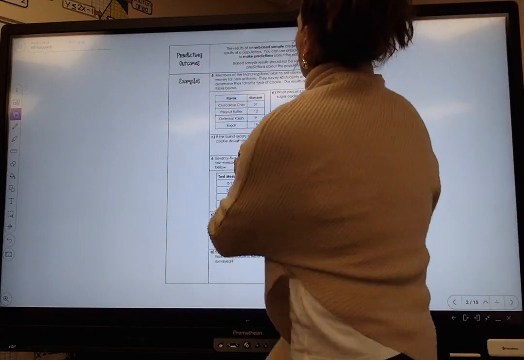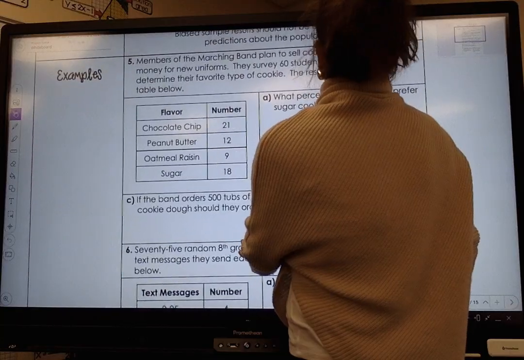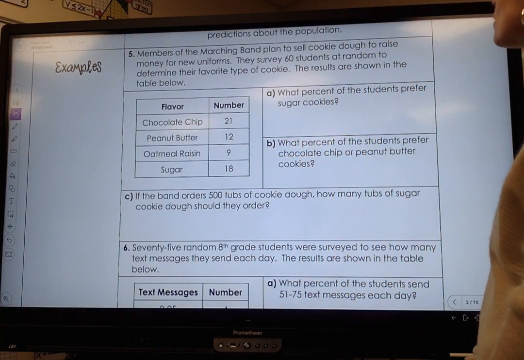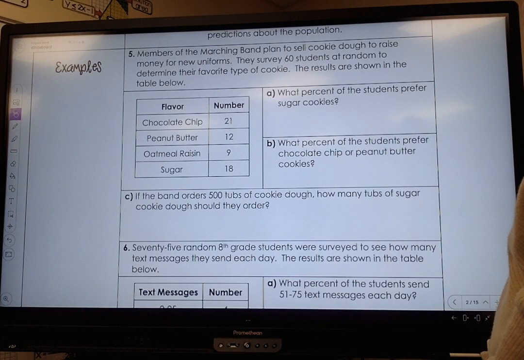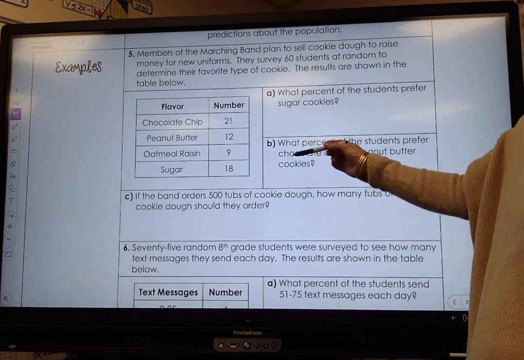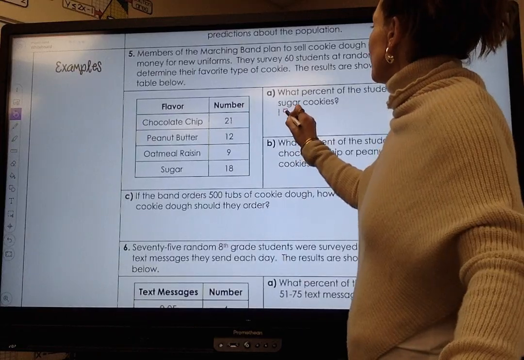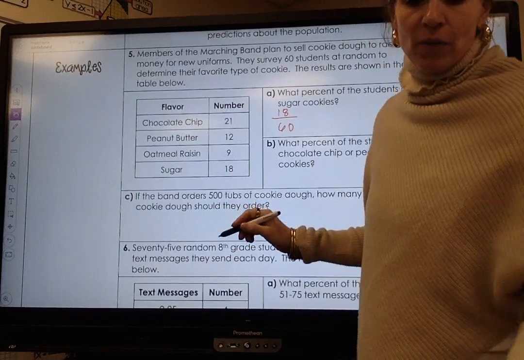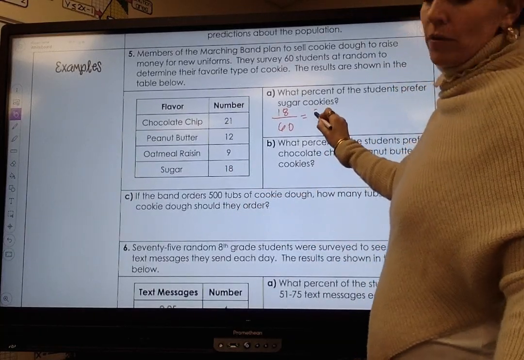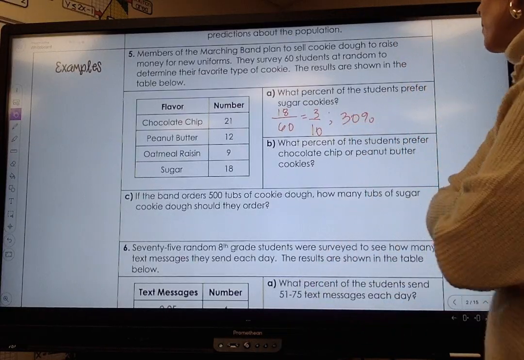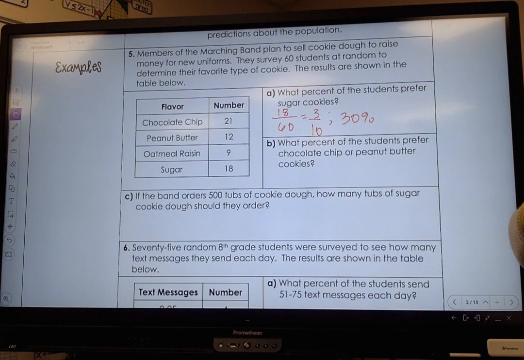So look at number 5. It says members of the marching band plan to sell cookie dough to raise money for new uniforms. They survey 60 students at random to determine their favorite type of cookie. The results are shown in the table below. So, what percentage of the students prefer sugar cookies? This is just a simple proportion. 18 out of the total number, which is 60. That reduces to 3/10, which is 30%. So 30% of the students prefer sugar cookies.